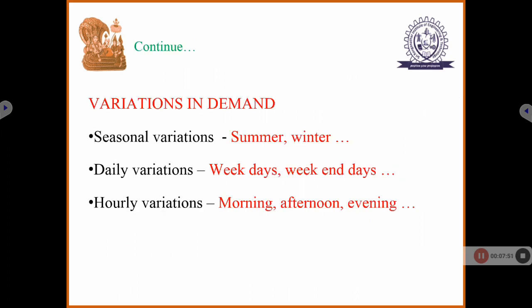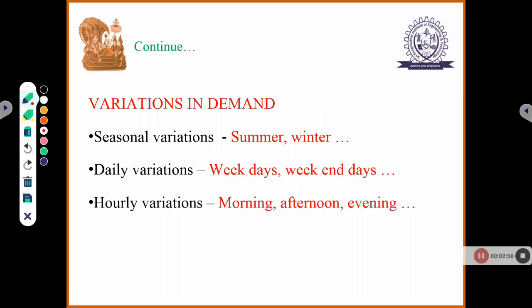Next, apart from that demand, we also have demands like seasonal variation, daily variation, and hourly variation. In the case of seasonal variation, like summer, winter, or rainy season, the availability of water will vary. We will discuss our consideration of that to estimate the water to supply to that particular area.